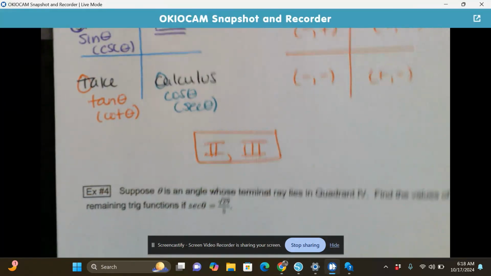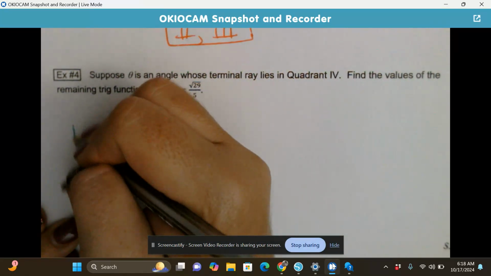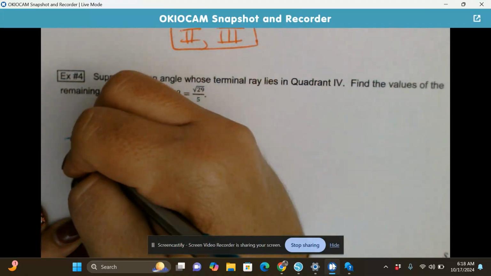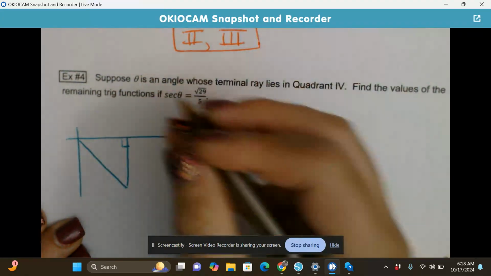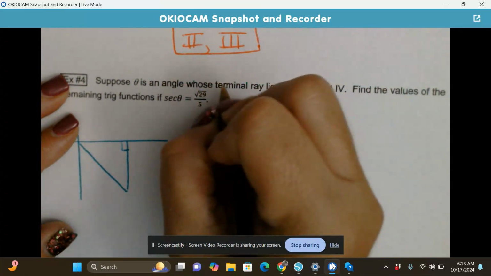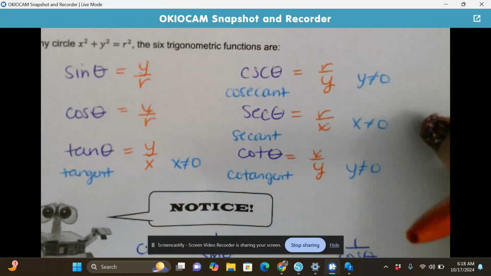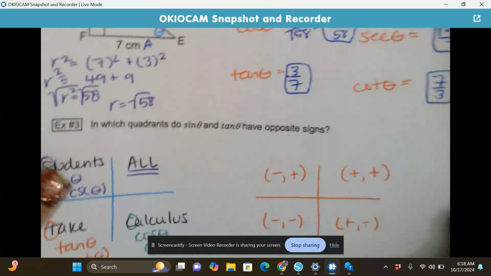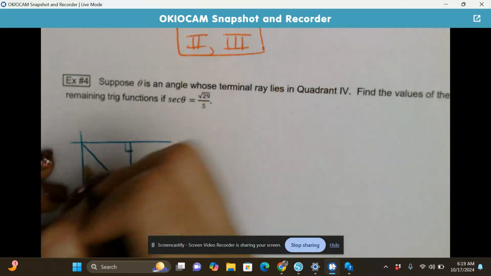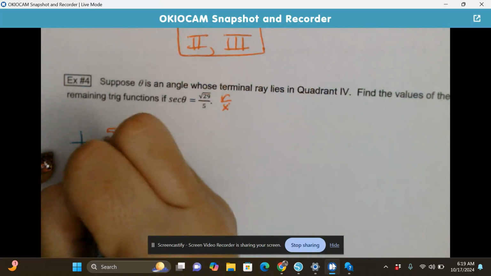All right, last problem. Suppose theta is an angle whose terminal ray lies in quadrant 4. Find the values of the remaining trig functions if secant is the square root of 29 over 5. Okay, so quadrant 4. So I'm only going to draw quadrant 4 here, y'all. So if we drop our angle, drop our perpendicular. Okay, so secant, remember, if you go back to your front page, secant is r over x. So that means our r is the square root of 29 and our x is 5.